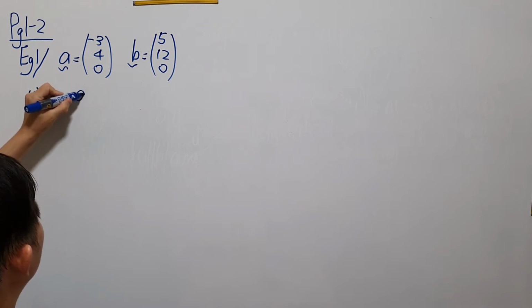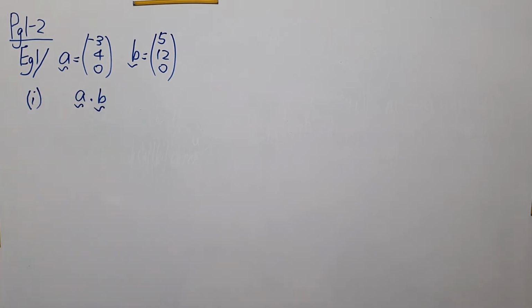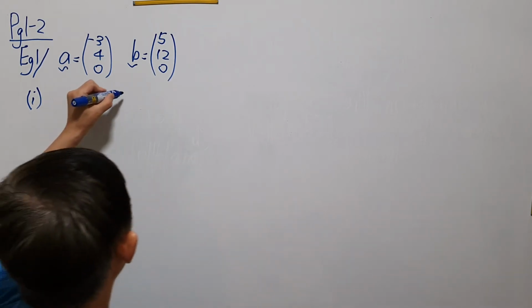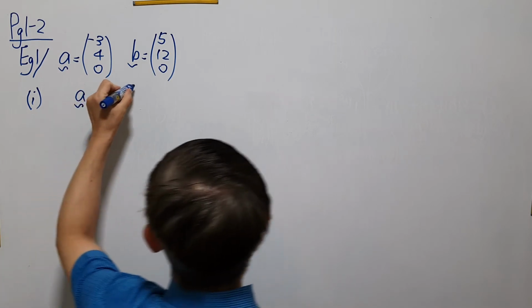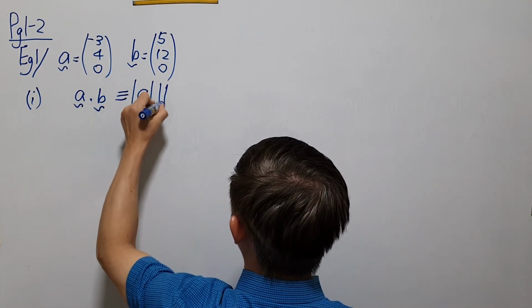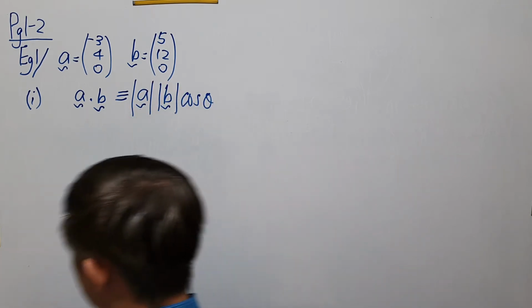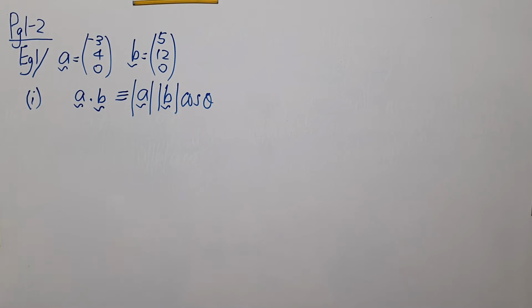What is the meaning of A dot B? If you could recall, by definition, the dot product A dot B is equal to modulus of A, modulus of B, cos of theta. This is the definition of the dot product that you know of from your lower years.